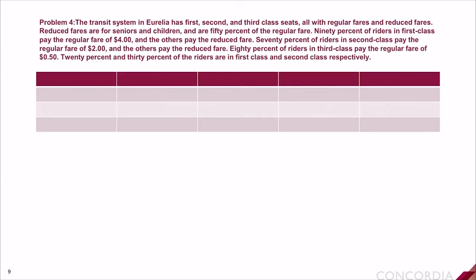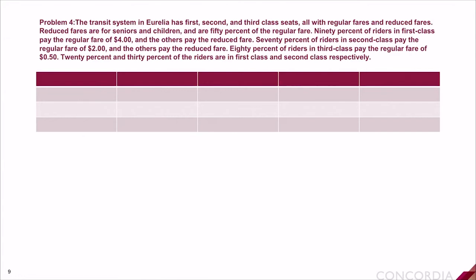Problem 4. The transit system in Euralia has first, second, and third class seats, all with regular fares and reduced fares. Reduced fares are for seniors and children and are 50% of the regular fare price. 90% of the riders in first class pay the regular fare, and the others pay the reduced fare. 70% of the riders in second class pay regular fare of $2, and the other riders pay the reduced fare. 80% of the riders in third class pay the regular fare of 50 cents. 20% and 30% of the riders are in first class and second class respectively.